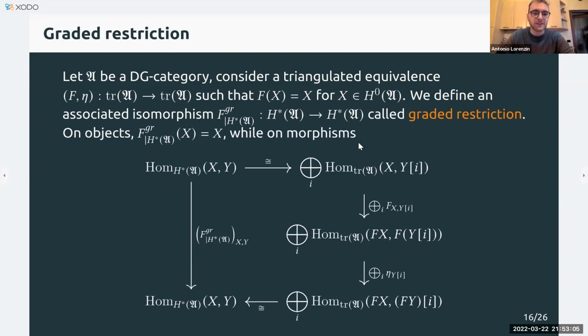And this graded restriction is defined here. I hope not to scare you. So on objects, this is just the identity, because we have asked for F to fix the objects. Now this functor also fixes the objects. While on morphisms, what we do is we move with F, and then we use eta to go from the application of F to Y shifted, going to F Y shifted. So we can go to A as well, because F of Y is actually Y for our requirement above.